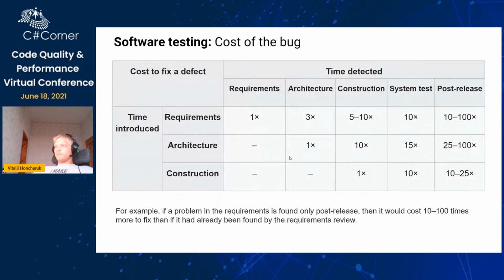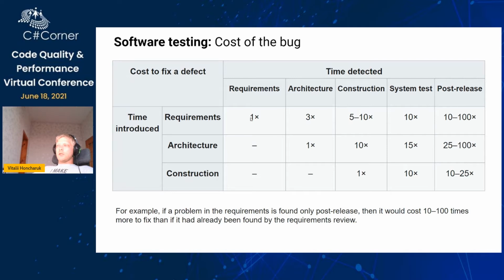And if we dig into the cost of a bug, if you write this query into Google, you will find such a table on Wikipedia. Here you can see an approximate estimation of the cost of a bug depending on when it's found.